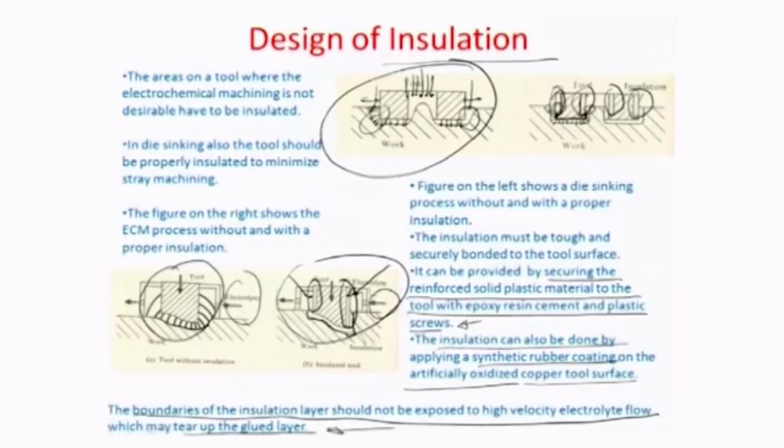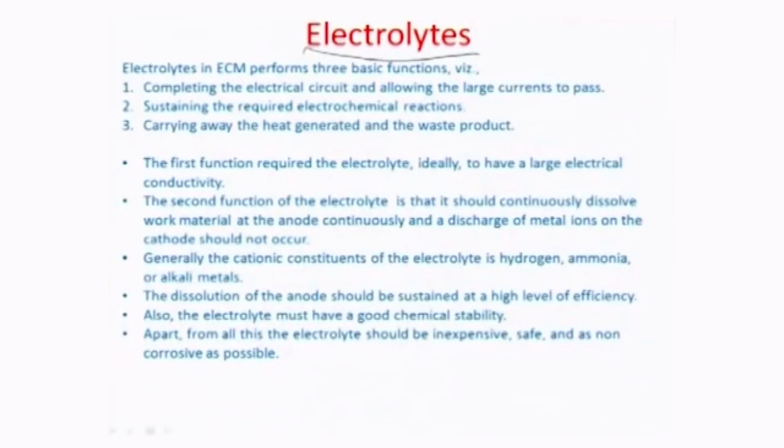Let us now look at the other part, that is electrolytes, which you need to design for ECM systems. Let us first find out what the basic functions associated with an electrolyte are. One, it allows the completion of the electrical circuit between the tool and the workpiece. This is the only conducting means between the tool and the workpiece, and it should allow flow of large currents, so that those current densities typically account for the material transport from the workpiece surface onto the electrolyte itself.